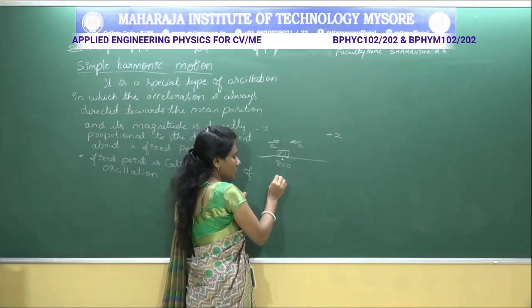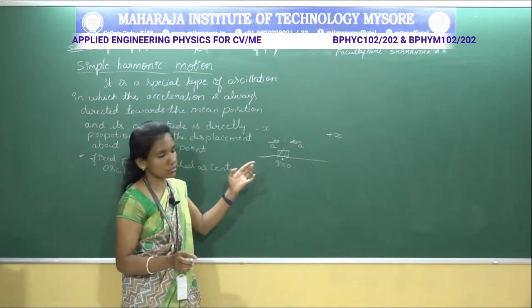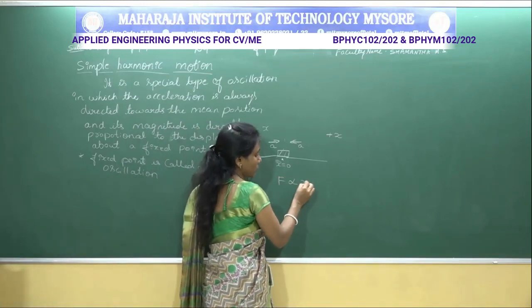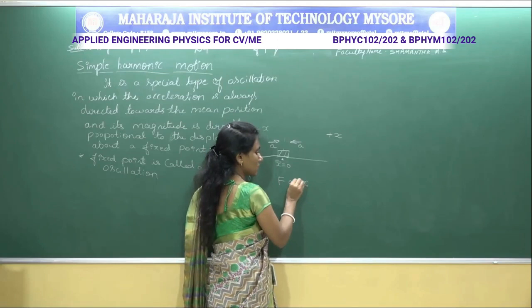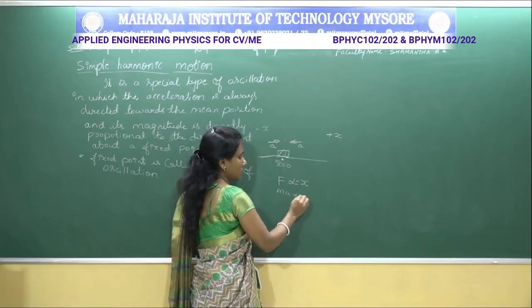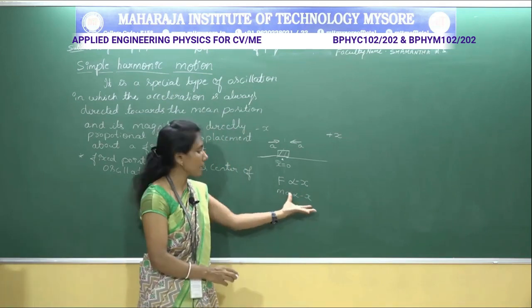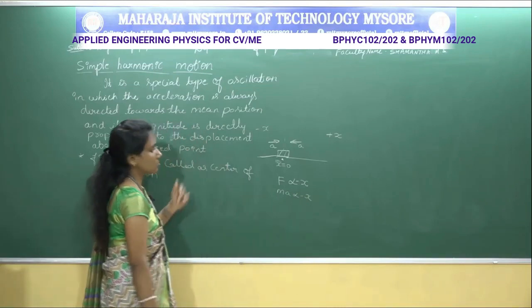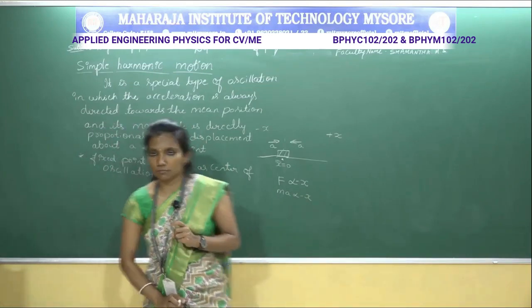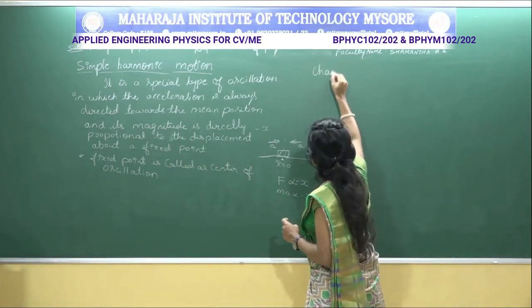So if we consider simple harmonic motion, it is any motion that works on Hooke's law. The force is directly proportional to the displacement, in the opposite direction, and the magnitude is also directly proportional to the displacement. Then what are the characteristics of simple harmonic motion?